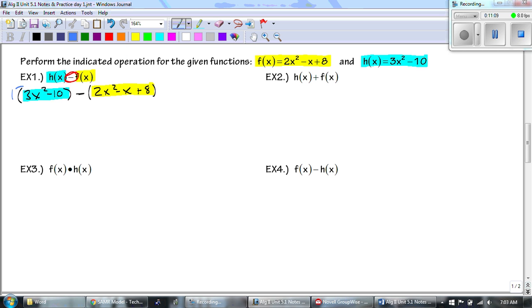With subtraction, the first guy is positive, so that stays the same, 3x squared minus 10, but in the back, I have to distribute a negative 1. So negative 2x squared plus x minus 8. Okay? And then we go through and find our like terms. He's all by himself. So I have 3x squared minus 2x squared, which is x squared. The x is all by itself, and the negative 10 minus 8 is negative 18.